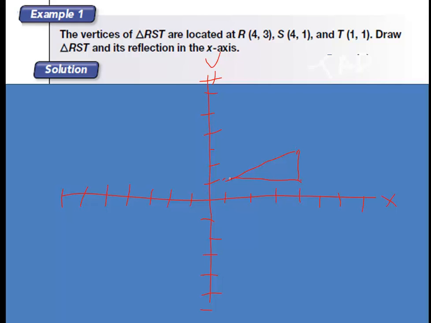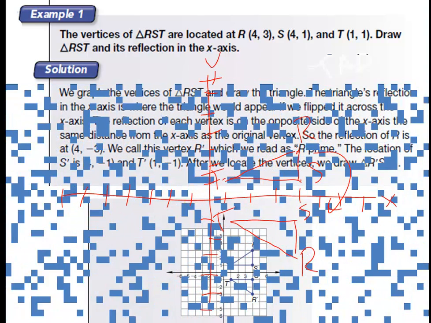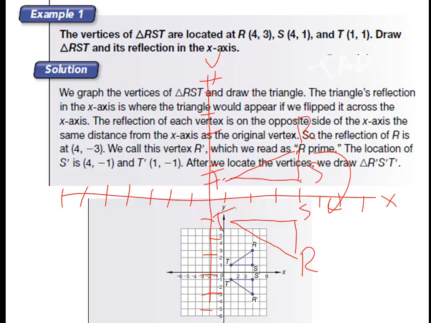Then it says draw, and then you've got your points R, S, and T, which isn't quite as important, but it helps. Then it says draw RST and its reflection in the x-axis. So that means we're going to flip it over the x-axis. I don't even need to draw it. I just know that if I flip this like that it would look like this. Wouldn't it look like that? And then R would be here, S would still be there, and T would still be over here. Let's see if we did that right. There we go. So that is a reflection about the x-axis.